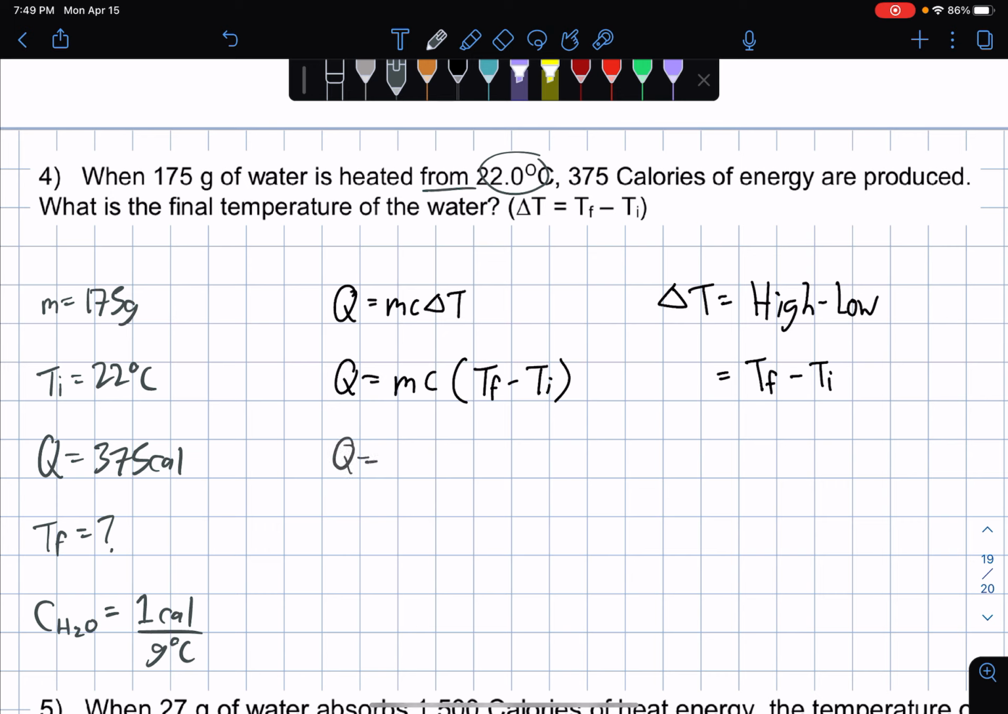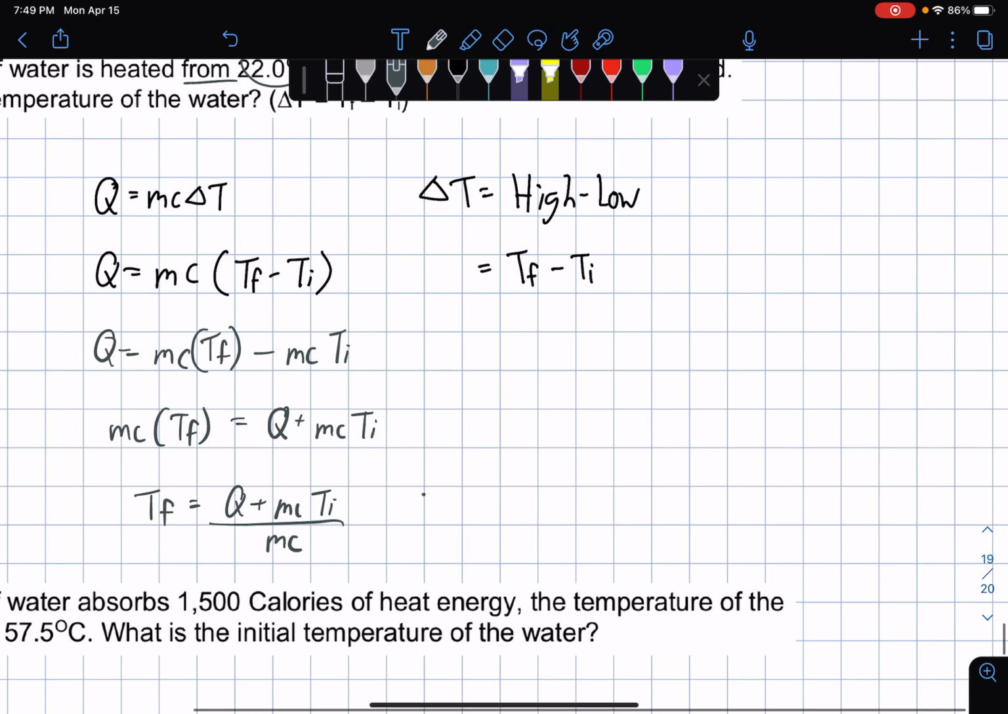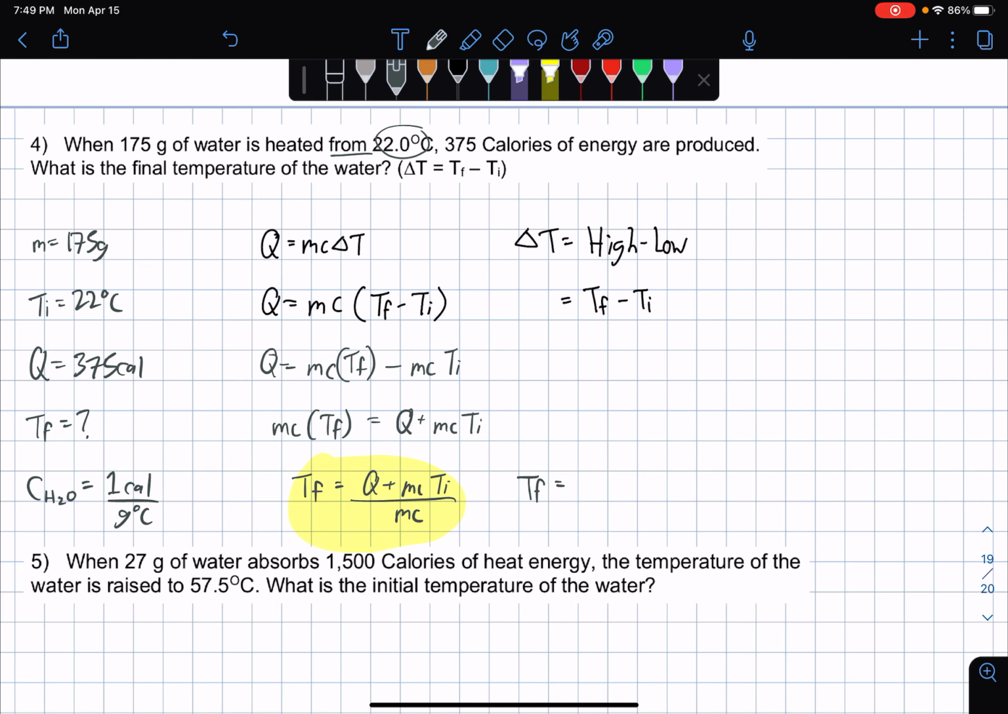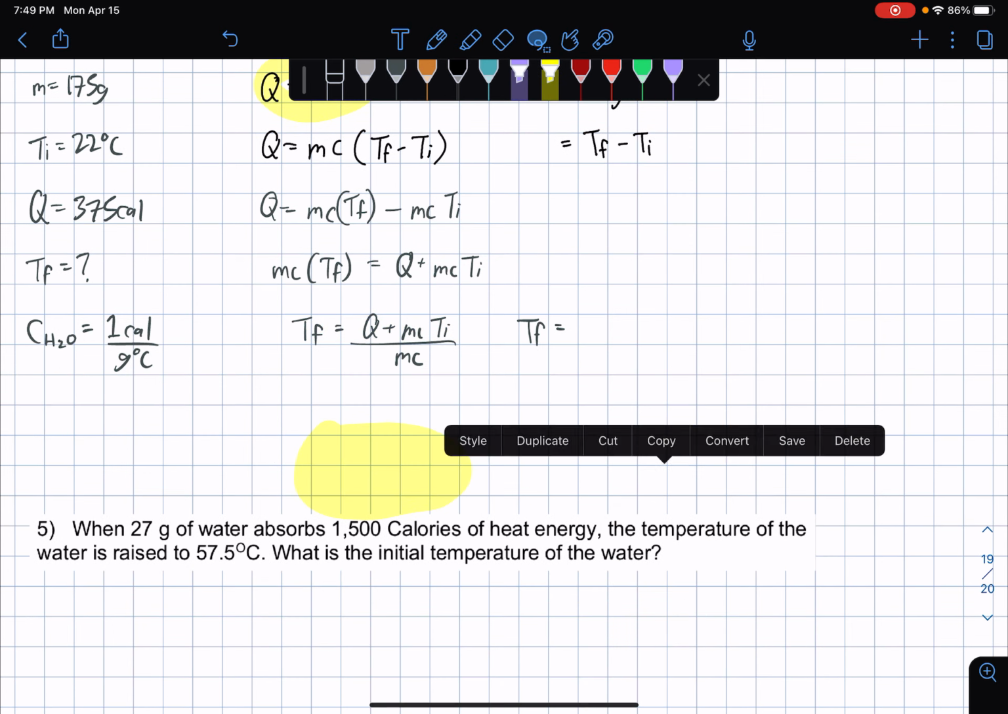How do we do that? So mcTf minus mcTi. mcTf is equal to Q plus mcTi. Tf is equal to Q plus mcTi over mc. So I believe this is the formula for final temperature. It's derived from the original energy formula.